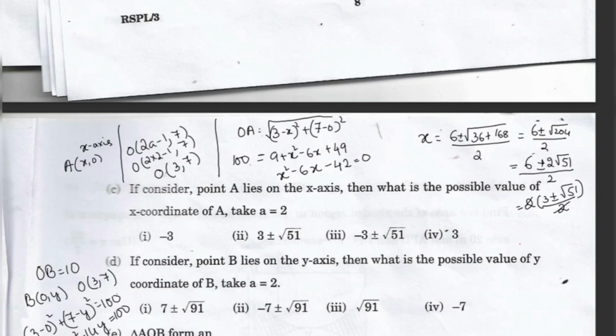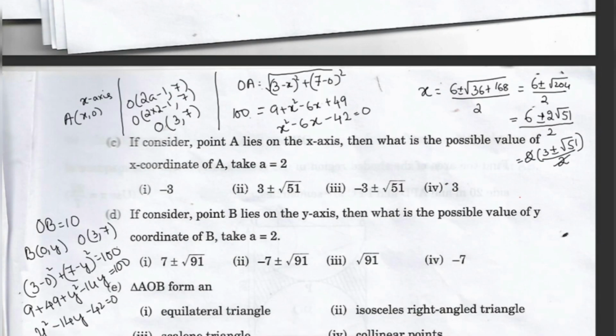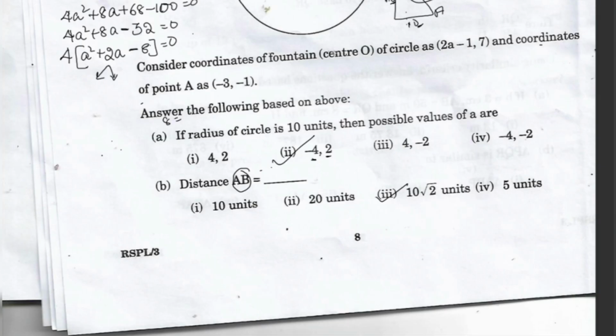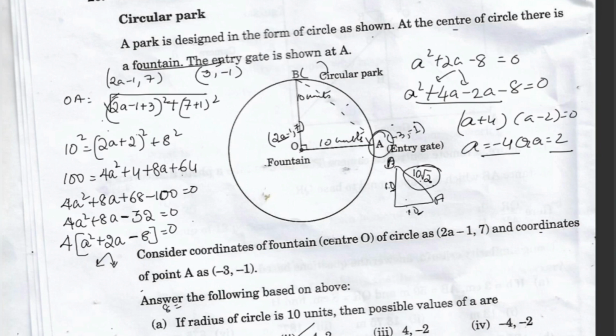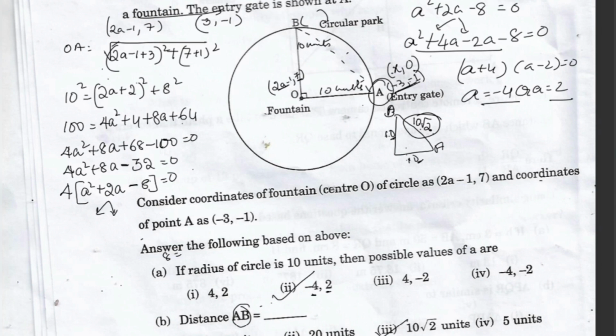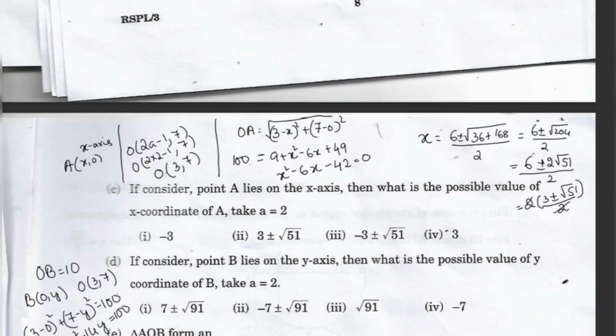Next one: if point A lies on the x-axis, then what is the possible value of x of A? Take the variable a to be 2. If it is on the x-axis, instead of (minus 3, minus 1), the coordinate would be (x, 0). I won't work out everything here or the video will be long. A is (x, 0) and the center is (2a minus 1, 7). Here a is taken as 2, so I have substituted a as 2. So the center O is (3, 7).